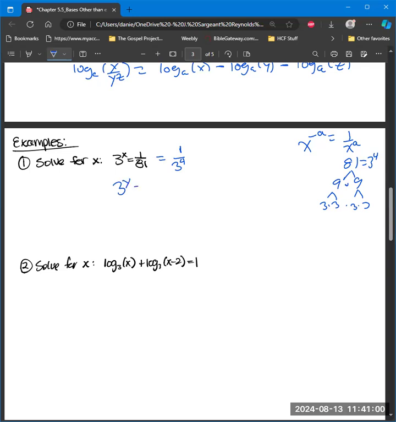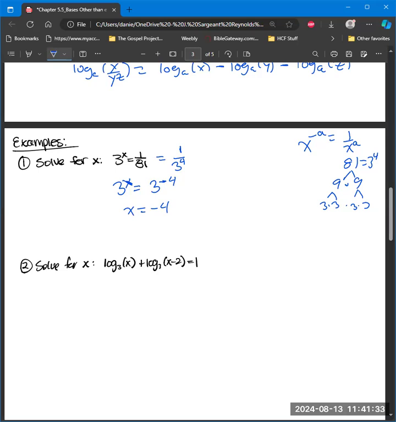So 3 to the x is going to be equal to 3 to the negative 4th using this property right here. We're going to rewrite from right-hand side to left-hand side, and then use our one-to-one property from exponential functions from pre-calculus. If the bases are the same and the functions are equal, then the exponents have to be equal, because for me to have the same output, I have to have the same input with a one-to-one function, and all logarithmic and exponential functions are one-to-one functions.